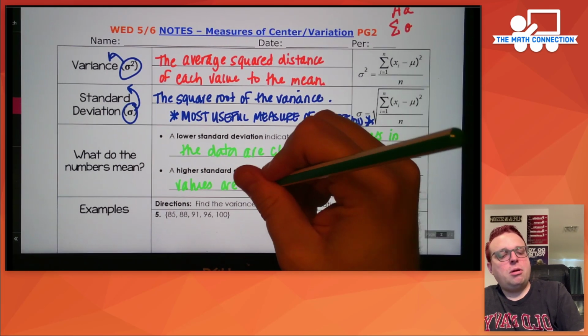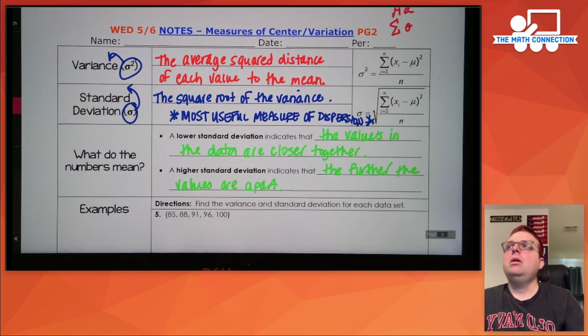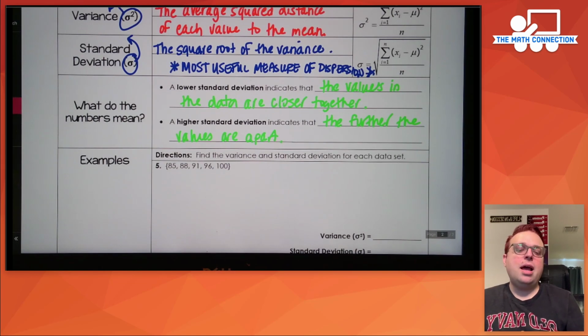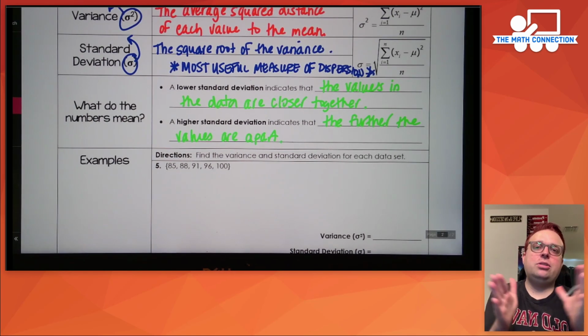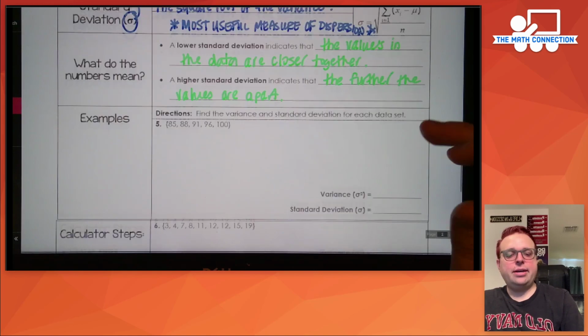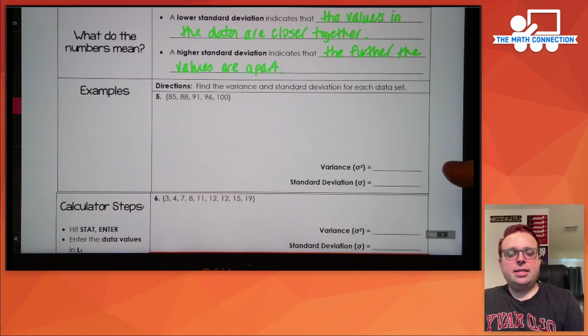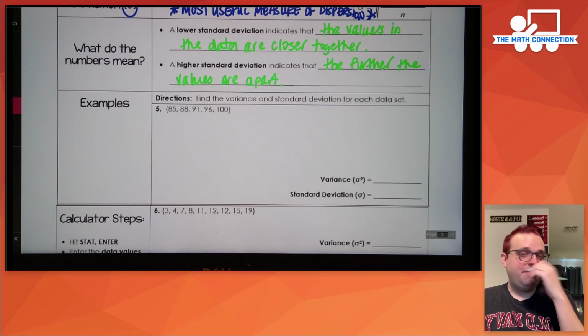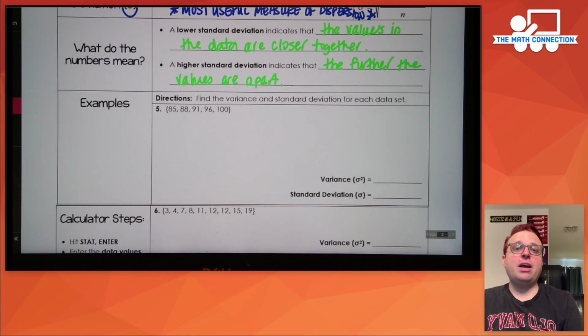Or the further they are apart. Okay, so a higher standard deviation would indicate that the data is more spread out, and a smaller standard deviation would indicate that the data is closer together. So on this example, number 5, they want us to find the variance and the standard deviation for each data set. Really, we only have to find the variance, because if we find the variance, we can just take the square root of that and get the standard deviation.